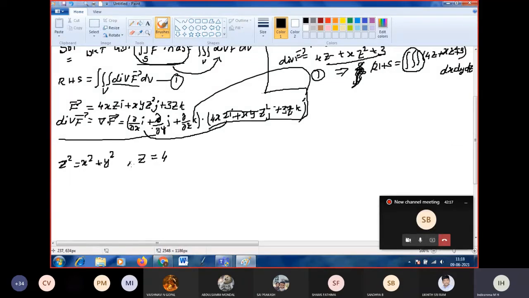Bounded by the cone and the plane. So if you consider the cone, that is z square is equal to x square plus y square, you can search in Google and you will get the shape of the cone. So now in our region, we have to take the limits for x, the limits for y, and the limits for z. We have to consider the limits for all three integrals.